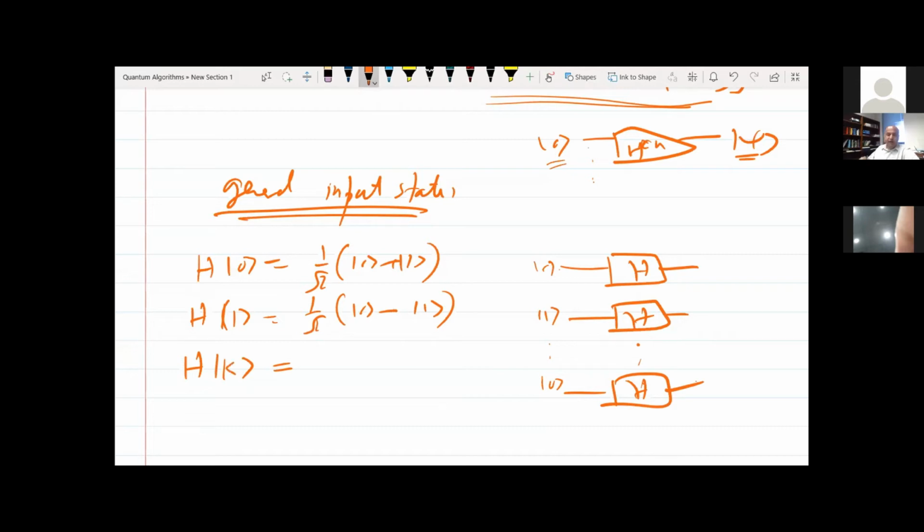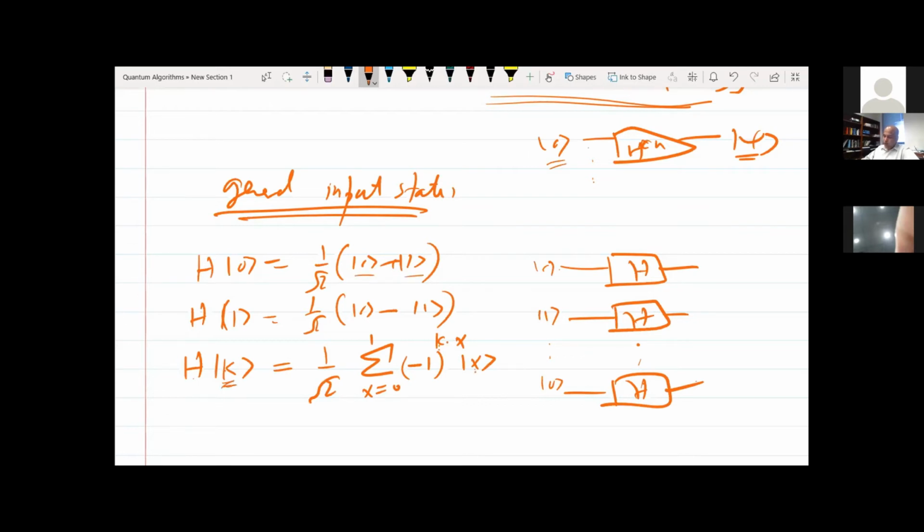So if I want to apply Hadamard on a qubit with the state k, I can write it as 1 over square root 2, sum over x going from 0 to 1, minus 1 power k dot x, x. And we can see that when k is 0, that Hadamard is being applied to 0. So this 0 into x, whatever x is, this minus 1 power 0 is plus 1. And so this is then just a sum of 0 and 1. So we get 0 plus 1.